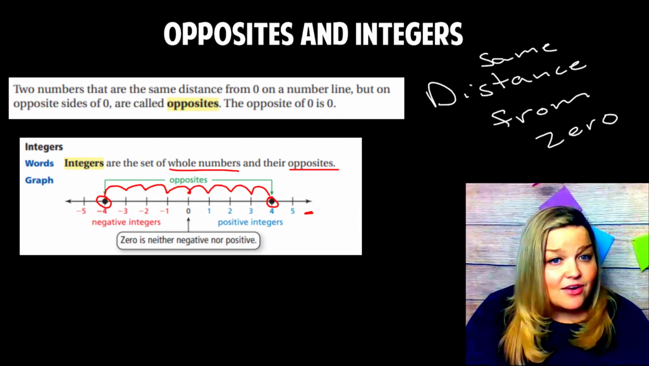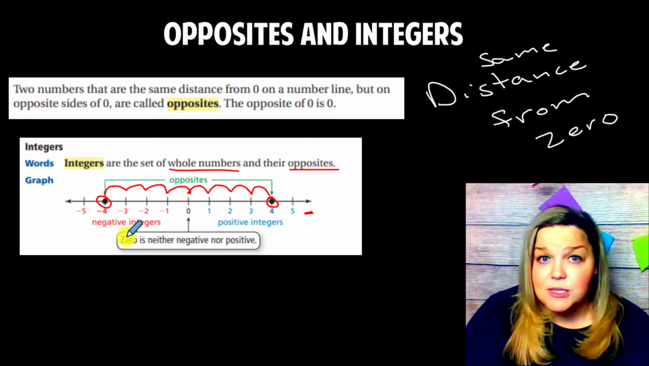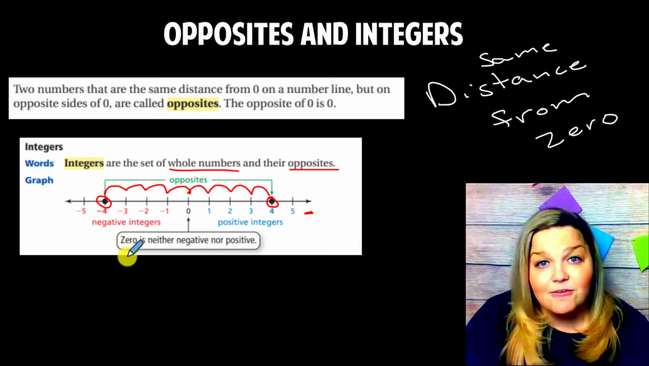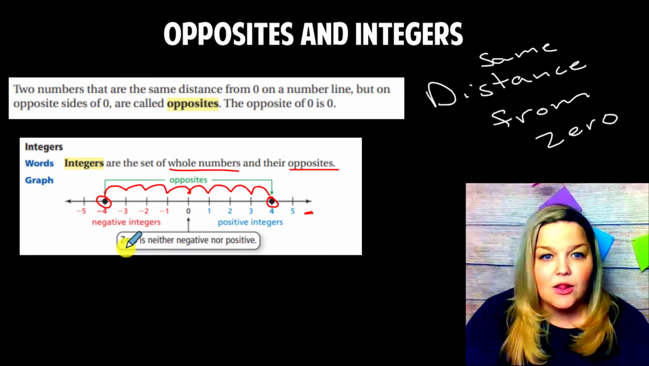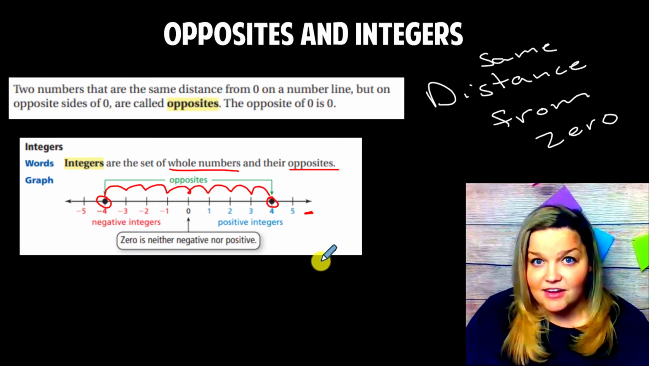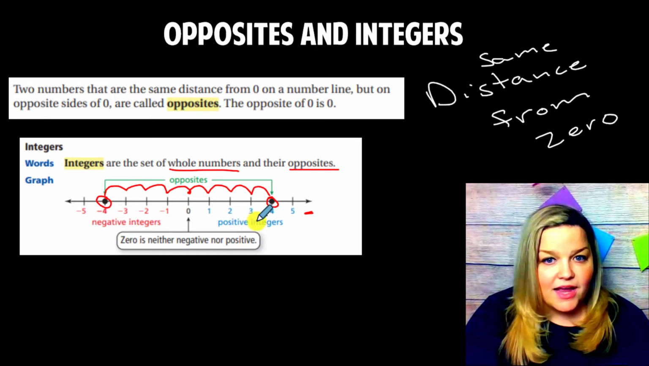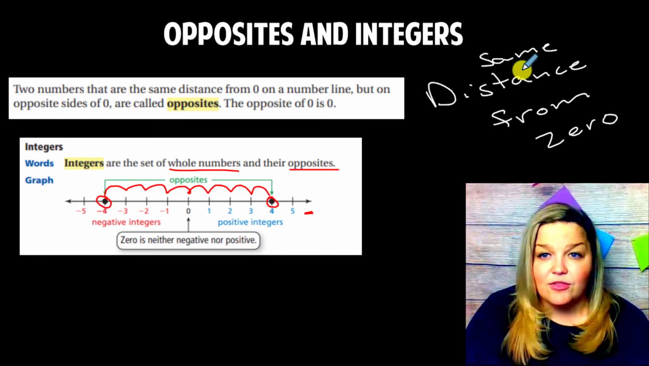It doesn't matter that -4 is to the left. You wouldn't say that it's -4 units away from 0. It's still only 4 hops away from 0. Distance is never negative. So that is why they're considered opposites: they are the same distance from 0.